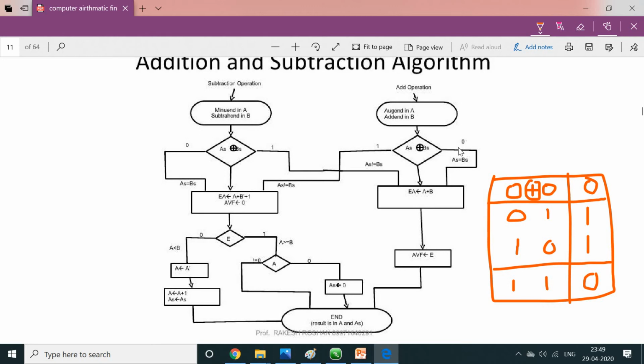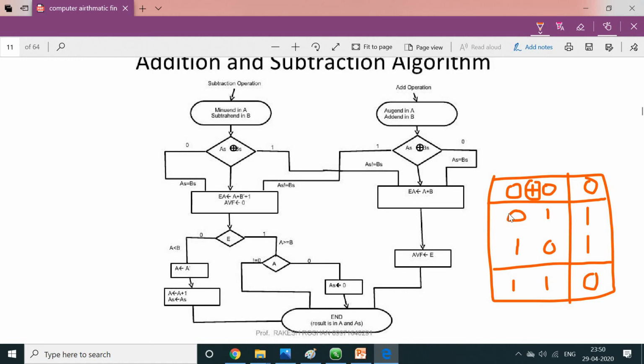So in the case where the output equal to 0, this addition operation will be performed by using this block. A plus B is added, the sum is stored into the A, and the carry is stored inside the E bit, a single E bit. Again, that E bit is stored into the AVF flag, the addition overflow flag. Again the result is stored into the A, and the sign value, the MS bit, is stored into the AS.